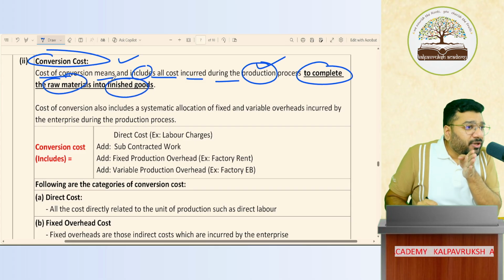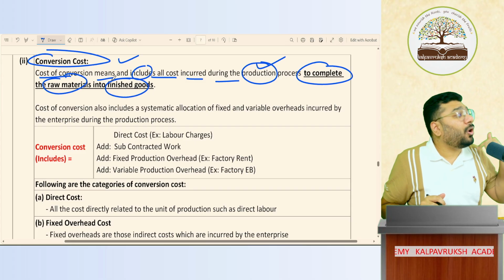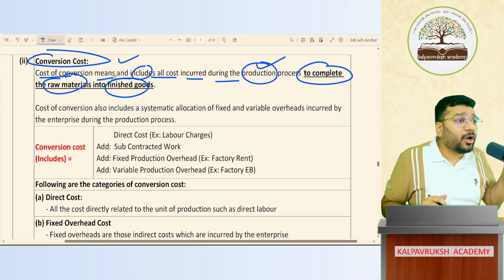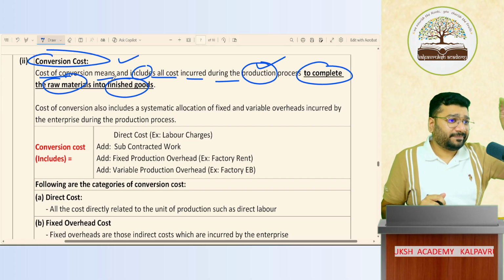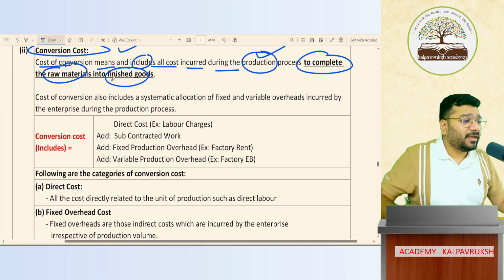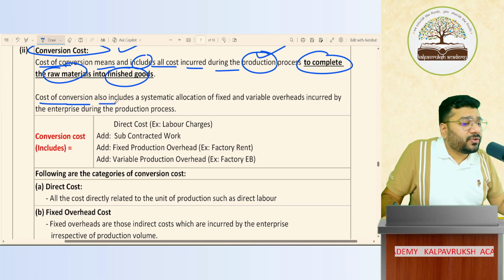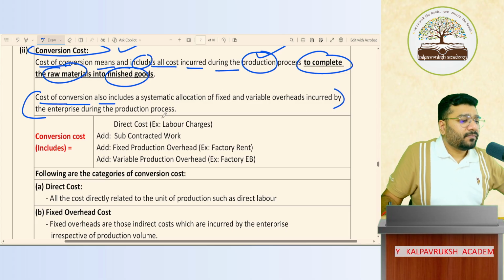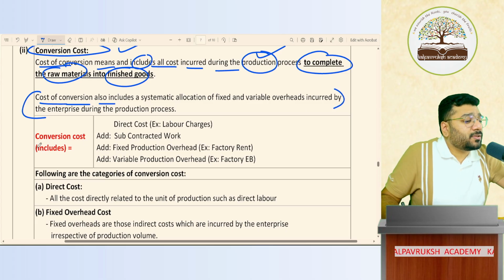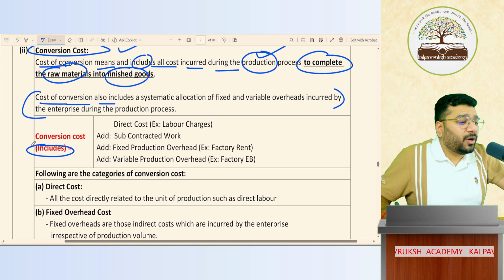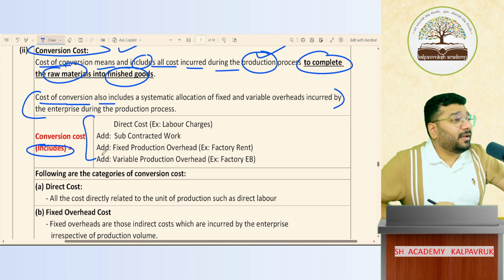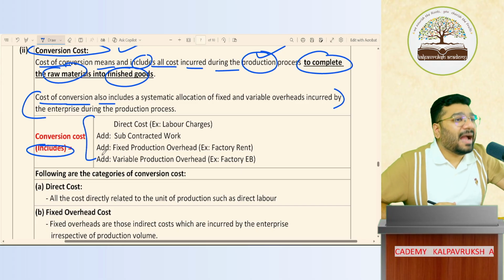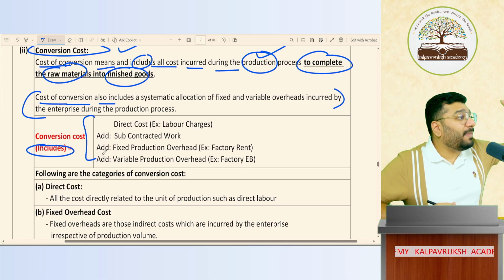To convert raw material into finished goods, whatever cost you incur at the time of manufacturing or production is called the cost of conversion. Cost of conversion also includes, this I'll discuss, wait. Now, conversion cost is also an inclusive definition. Whatever they're telling, apart from that, if you want to add something more, you can add it. So understand the soul of it. Do not memorize the formula.